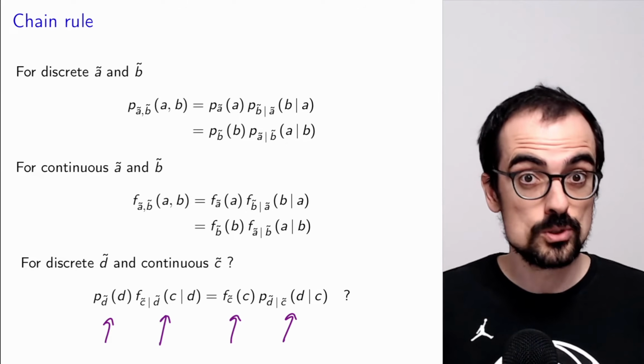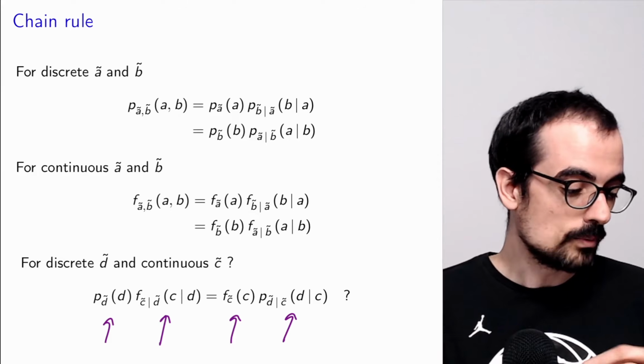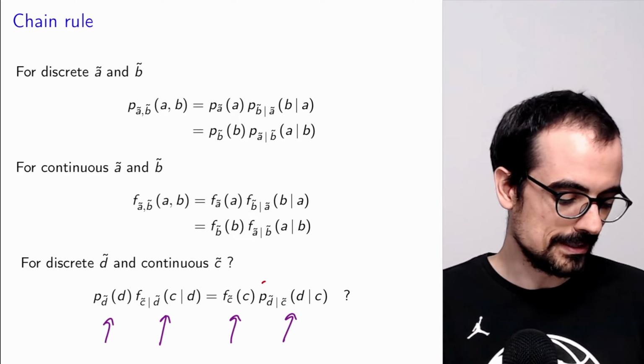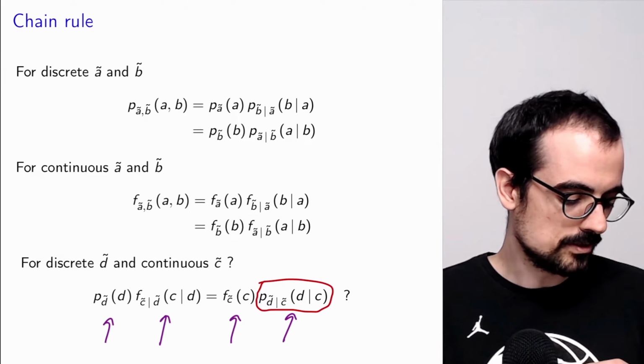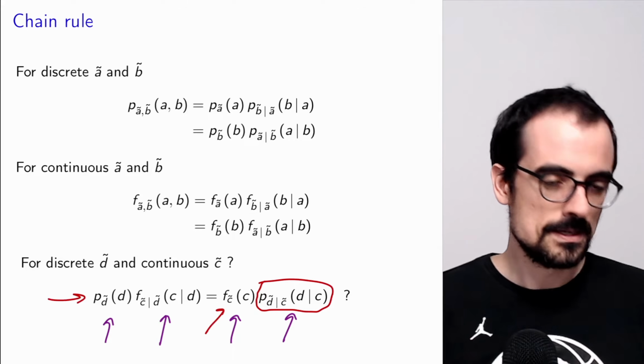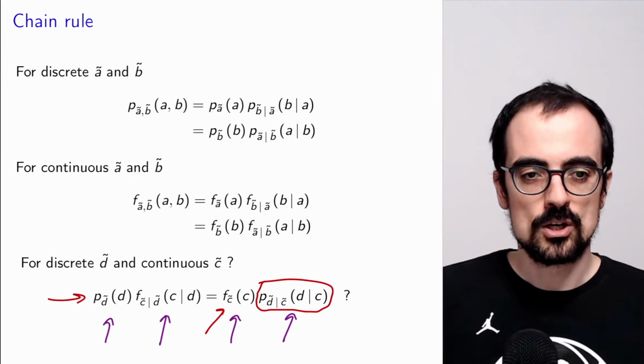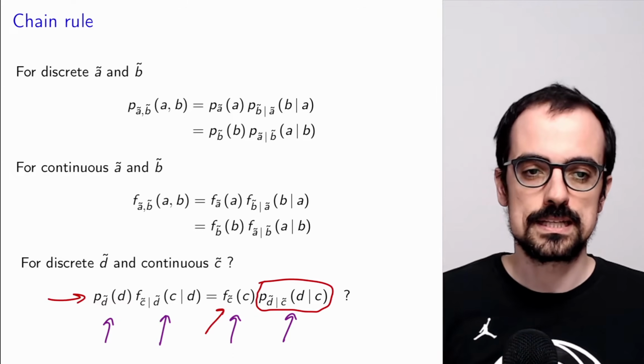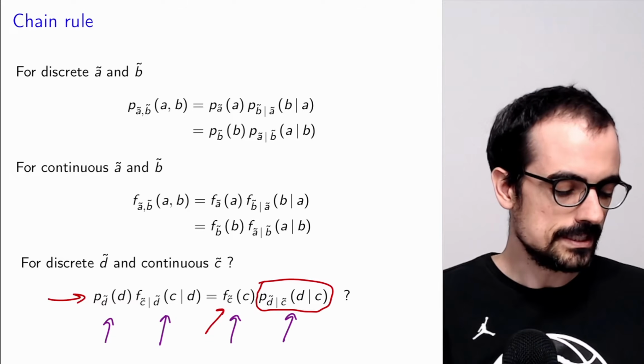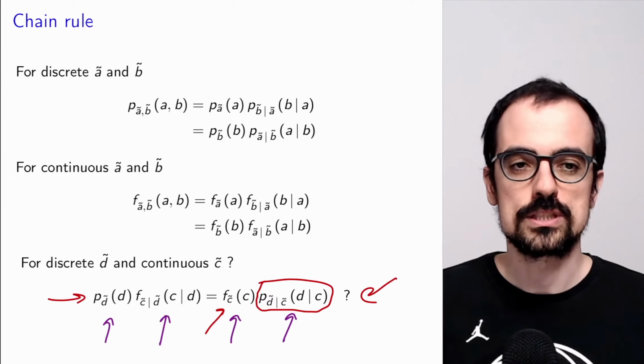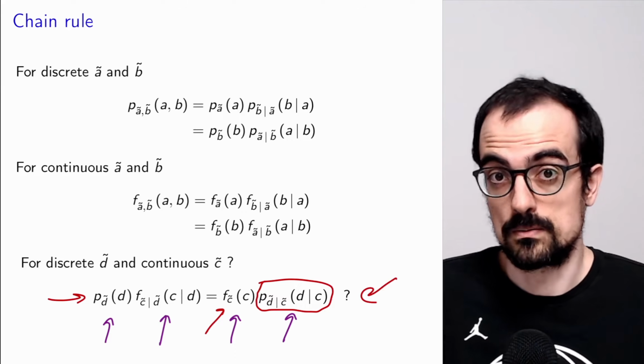This is going to be super useful because if this is true, then we have finally a way of computing this, which is computing this and then dividing by the marginal density. Okay, but let's not get ahead of ourselves. Let's first establish whether this chain rule for discrete and continuous random variables holds.